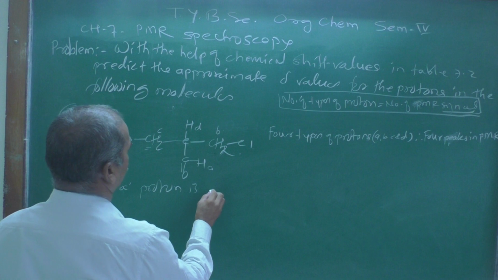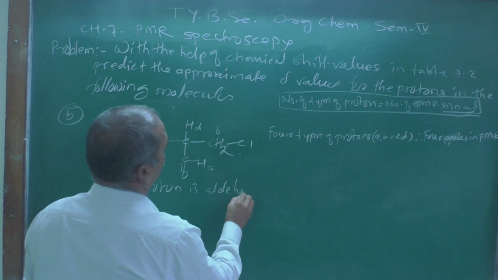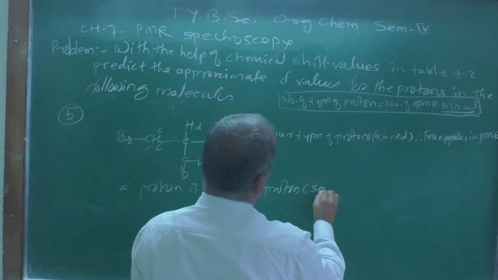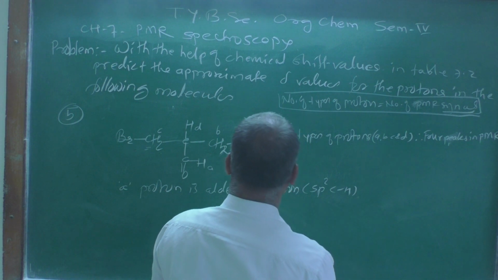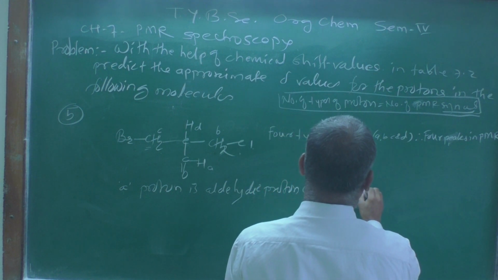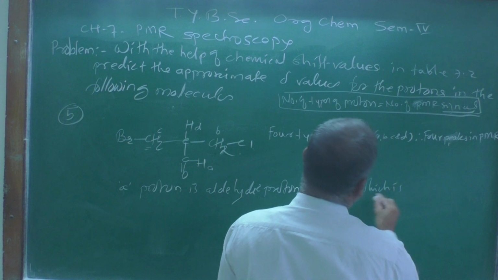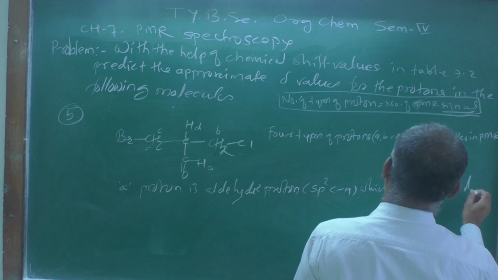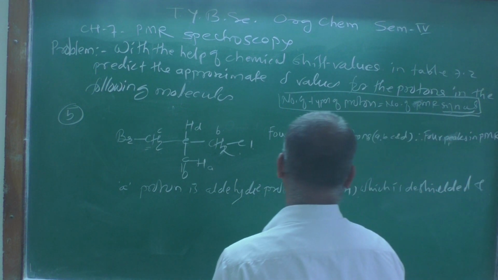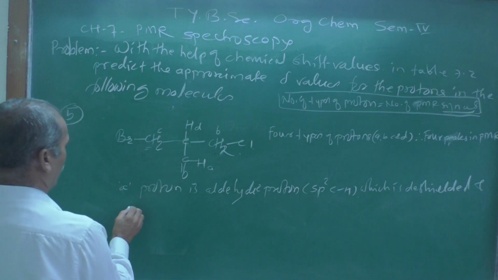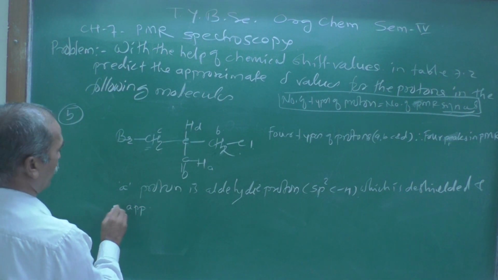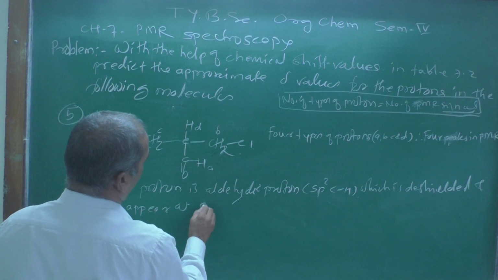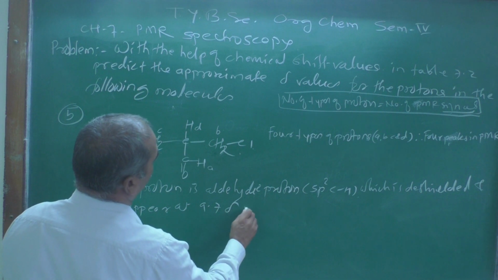The A proton is the aldehydic proton, which is attached to the sp2 CH carbon, which is de-shielded, and will appear at 9.7 delta or ppm.